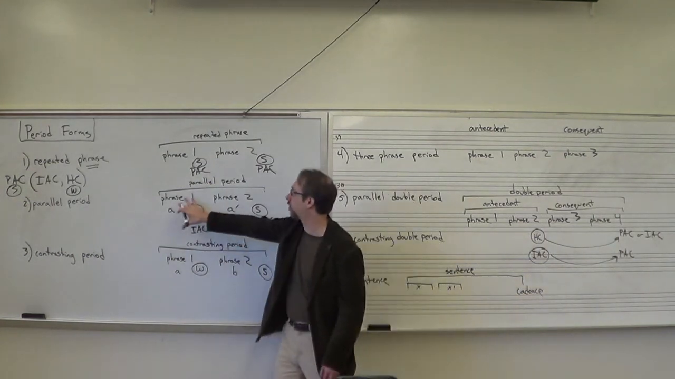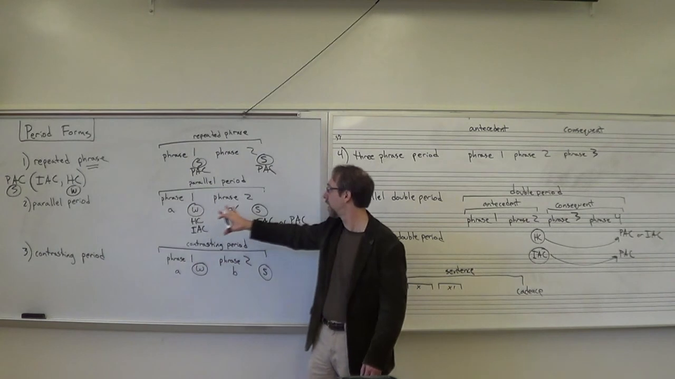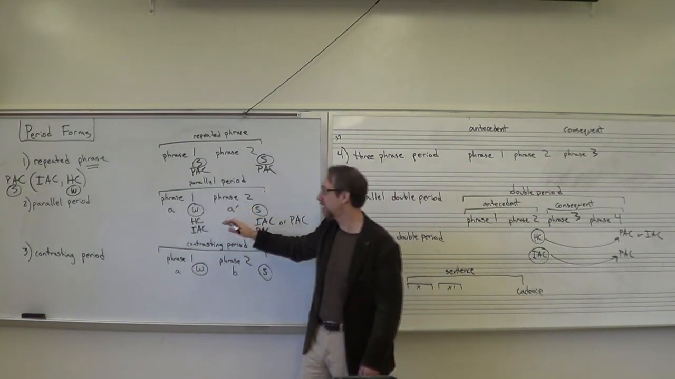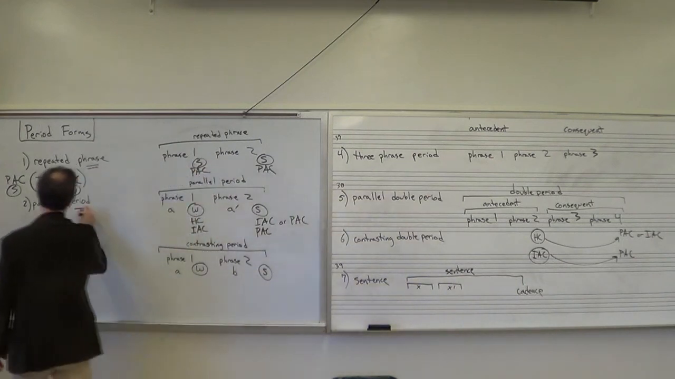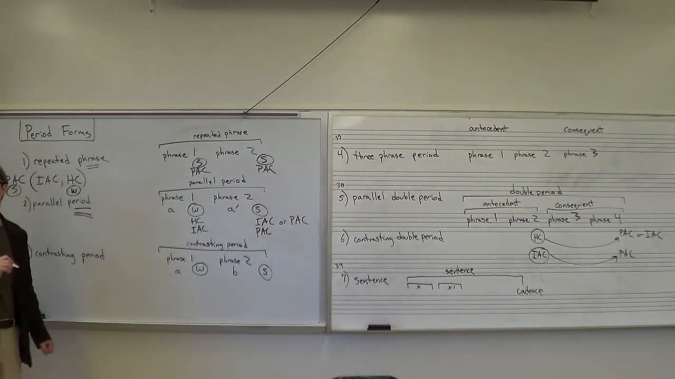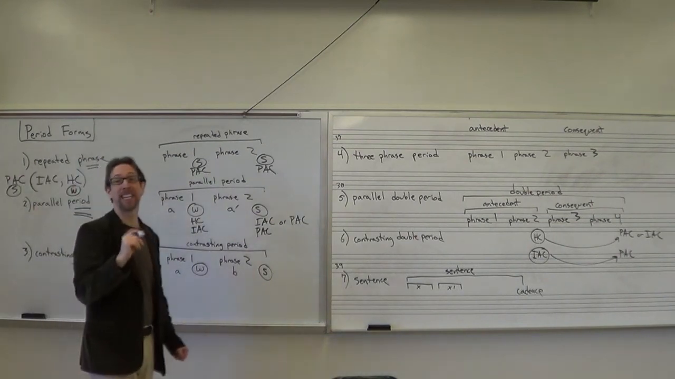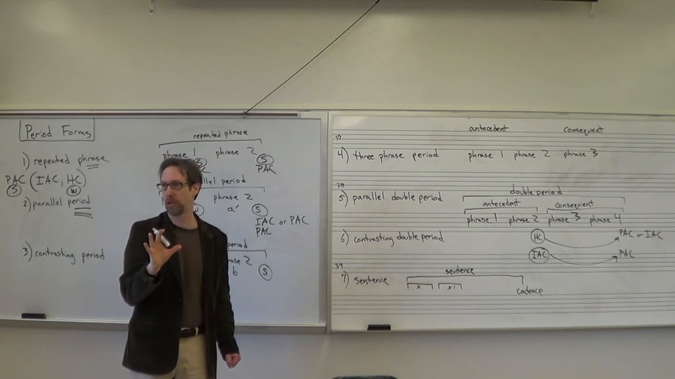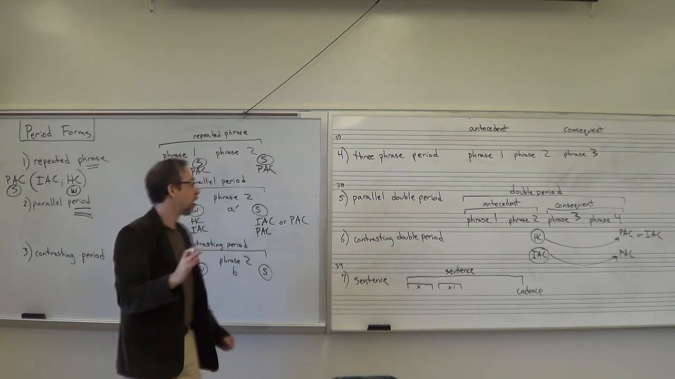And then what happens is phrase 1 functions like a question, and phrase 2 functions like an answer. So that means that you have a period. Now it doesn't tell you what kind of period. So the period structure is determined by the cadences. A weak to strong cadence structure. That's what gives you a period.